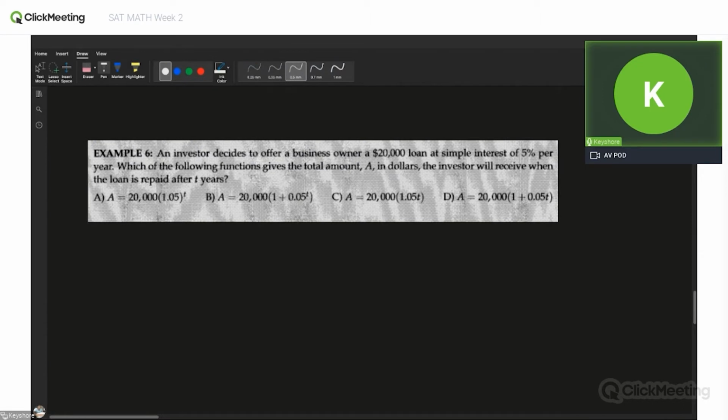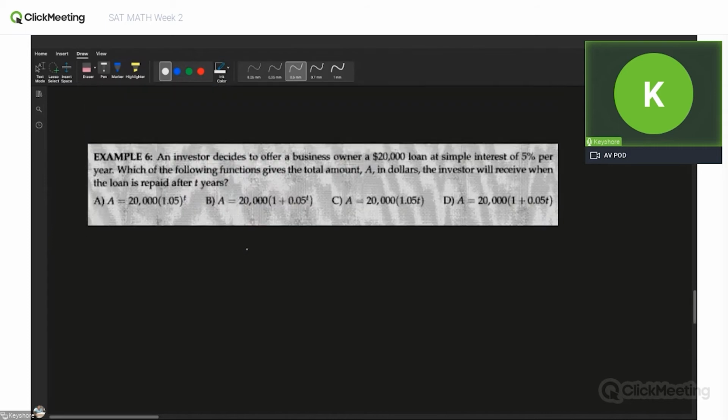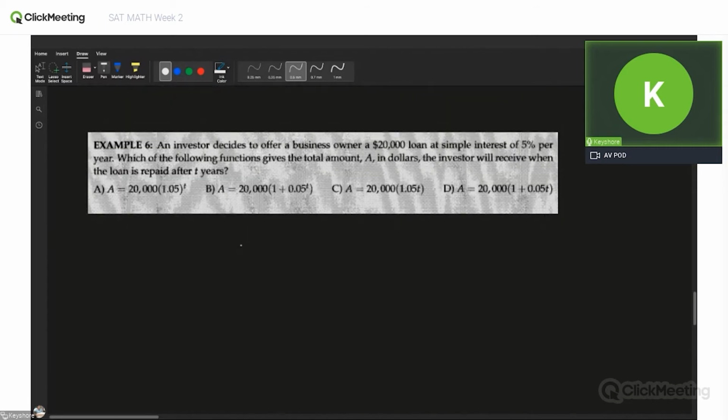Okay, but yeah. So let's go to the last example, I think, in percents. An investor decides to offer a business owner a $20,000 loan at a simple interest of 5% per year. Which of the following functions gives the total amount A in dollars the investor will receive when the loan is repaid after T years?